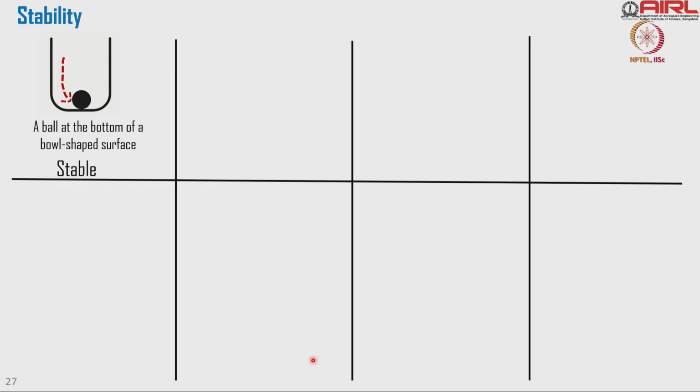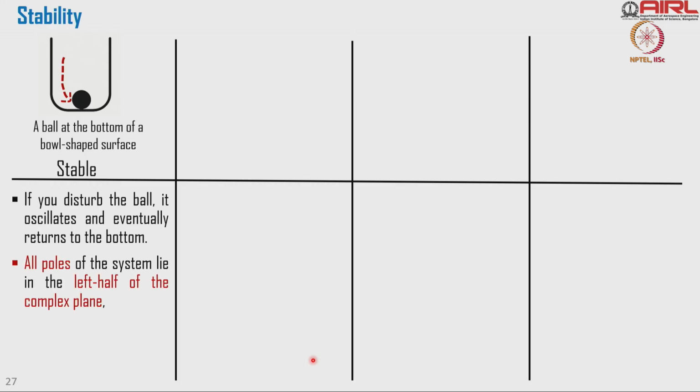Stability: when I talk about a stable system, think of a ball that is perturbed. The ball will start moving up and down and finally settle at the equilibrium point. No matter how much disturbance you give, it goes back to that particular point, then we can say it is stable. You perturb the ball, it oscillates, but eventually returns to the bottom, which I can connect to the poles of the system.